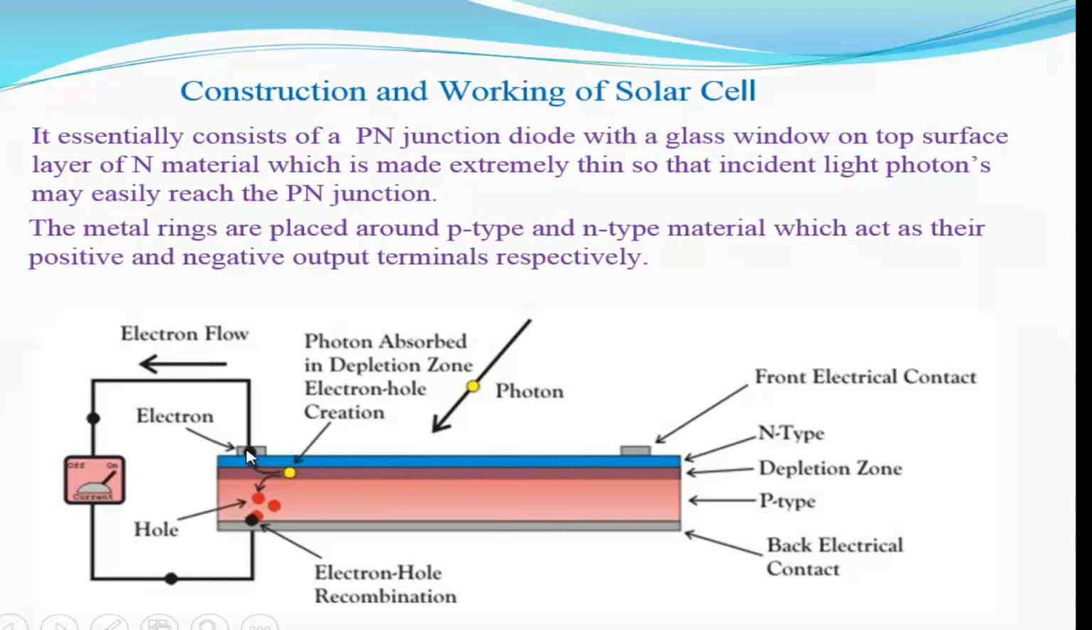Here we can see the metal rings. These are the two metal rings which are used for the electrical contact. These rings are the front electrical contact, and below the P-type we have one more electrical contact, which is called the back electrical contact.